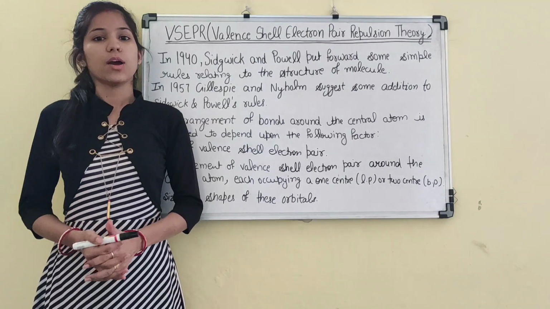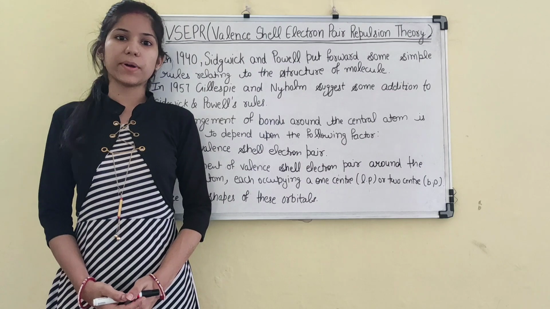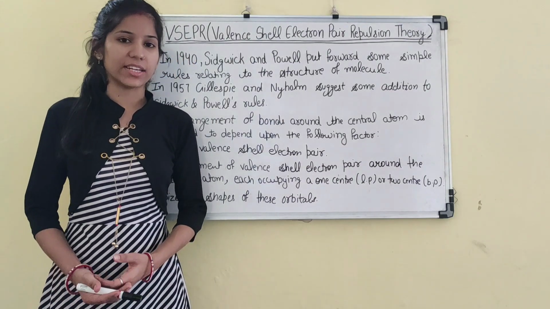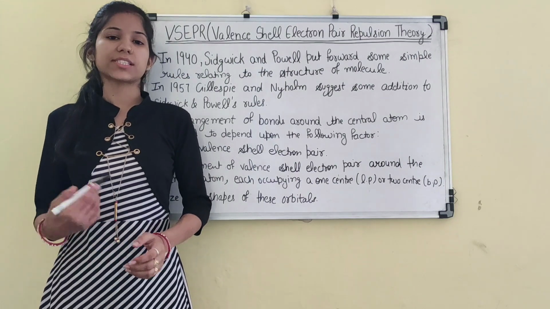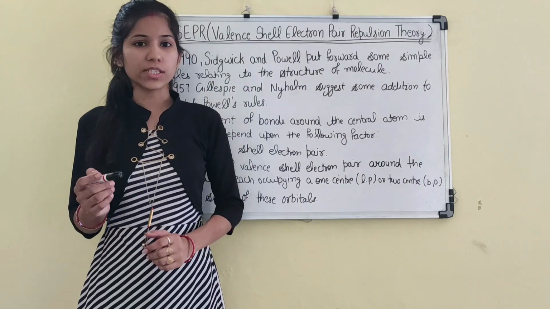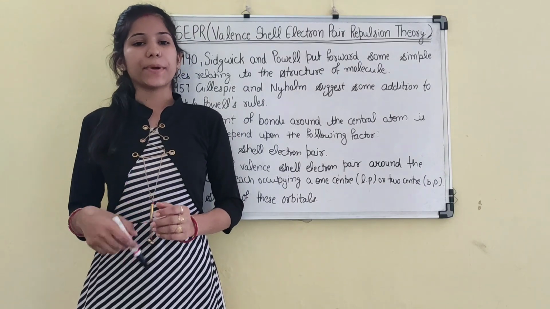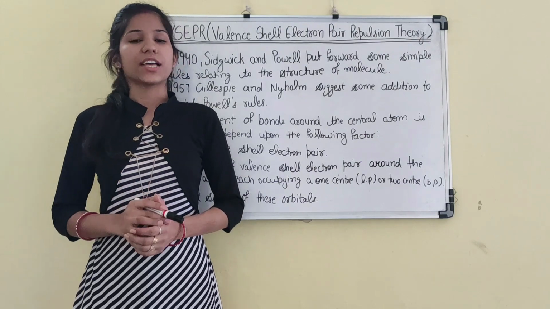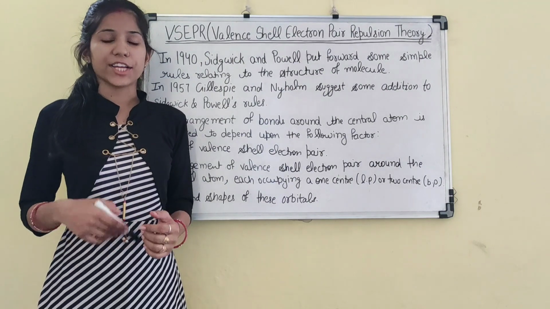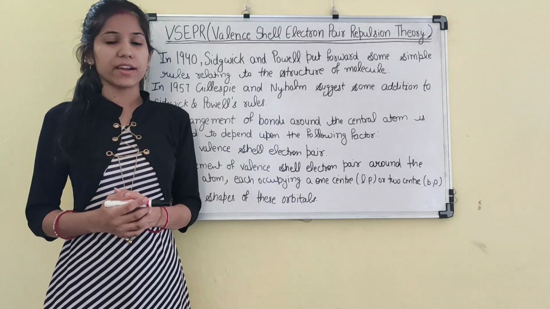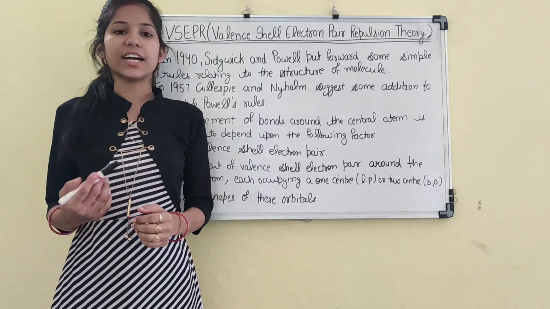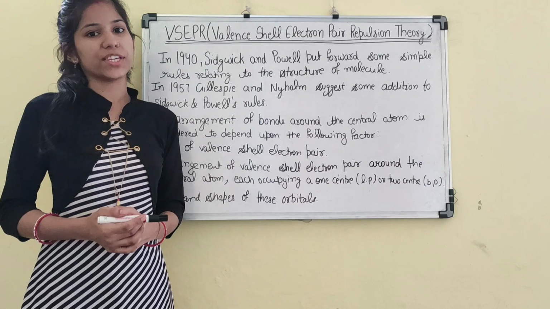In 1940, Sidgwick and Powell gave some simple rules relating to the structure of molecules. And in 1957, Gillespie and Nyholm suggested some additions to these rules. So, the arrangement of bonds around the central atom depends upon the following factors. First is the number of valence shell electron pairs, second is the arrangement of valence shell electron pairs, as they are present as a lone pair or as a bond pair, and third is the size and shape of these orbitals.